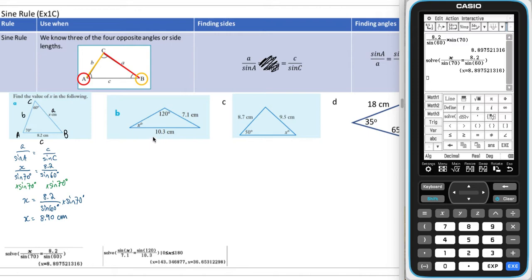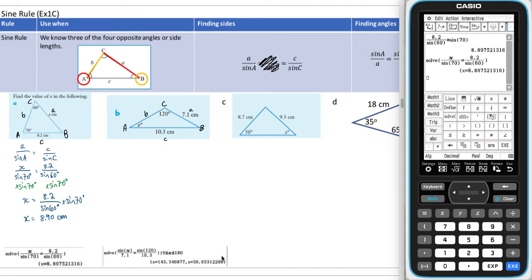We're going to use the sine rule again to help us find x. Okay, so we've got this problem here, and we need to find the value of x. So what do we know? Well, let's label our triangle. A, B, C, small a, small c, small b. It looks like we don't care about the b's this time, much like that first example, we only care about the a's.